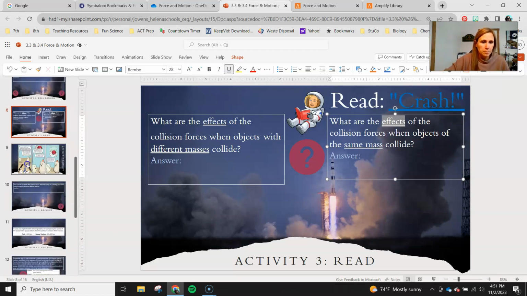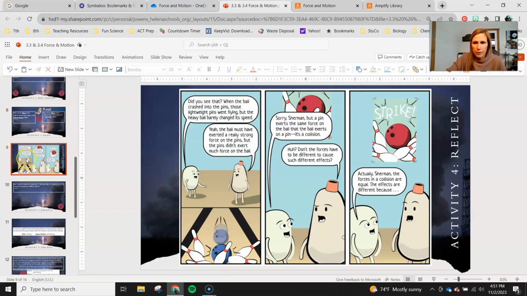Oh boy, we've got Sherman here, and Sherman's probably got another story to tell us. So, did you see that? When the ball crashed into the pins, those lightweight pins went flying, but the heavy ball barely changed its speed. Yeah, the ball must have exerted a really strong force on the pins, but the pins didn't exert much of a force on the ball. Okay, sorry, Sherman, but a pin exerts the same force on the ball that the ball exerts on a pin.